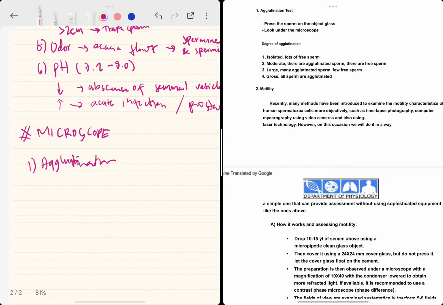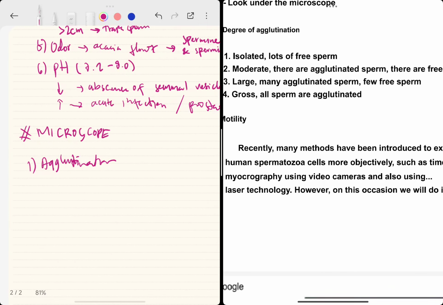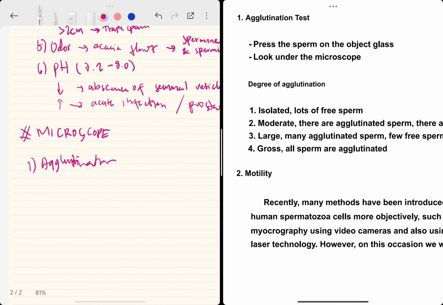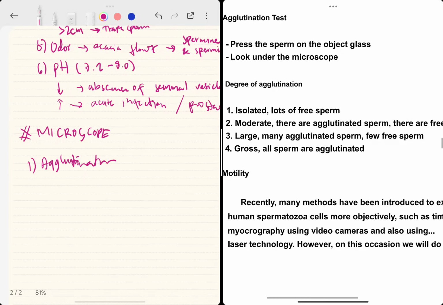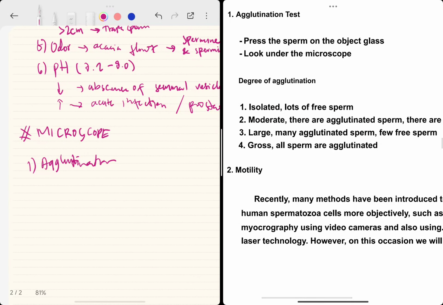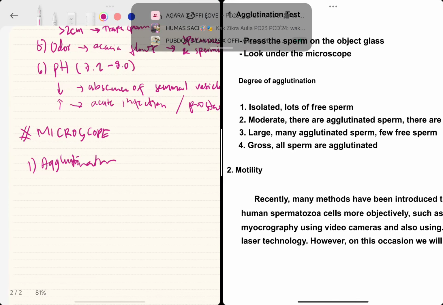Okay, this one they have some kind of degree as well in here. I don't need to write it again. So if it's isolated, it means there's a lot of sperm that is just free, they don't mix with each other. If it's moderate, some are being agglutinated, but there's also some free sperm, so it could be like 50-50. For the large one, it means that the agglutinated sperm is more than the free sperm, but for the gross one, all the sperm is being agglutinated.